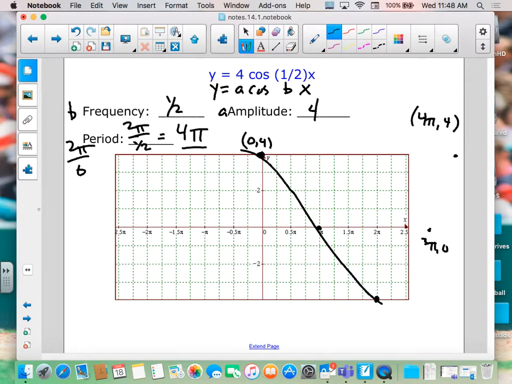Only 3 of them show up on this graph. If you wanted to see the rest, that's kind of a bad thing. But on your graph, on a quiz or a test, you would get that much of it. You'd only be showing us 1/2 of a wave.